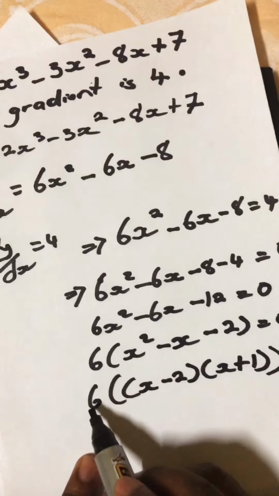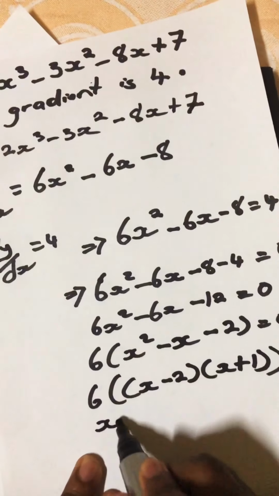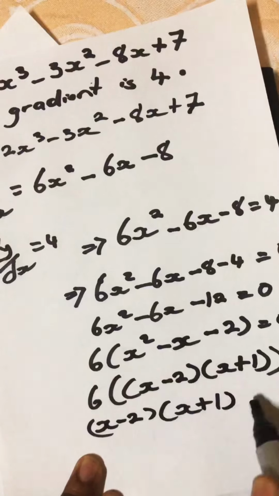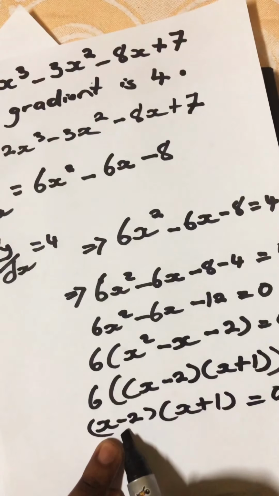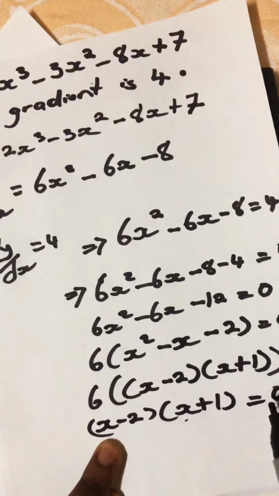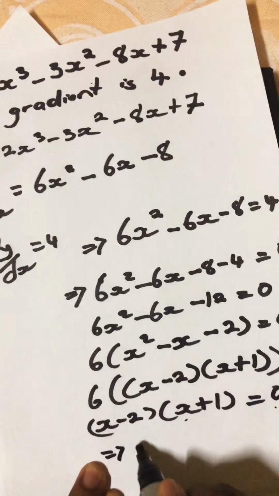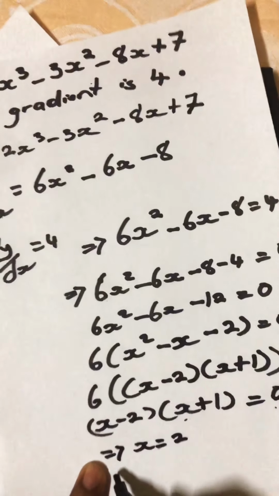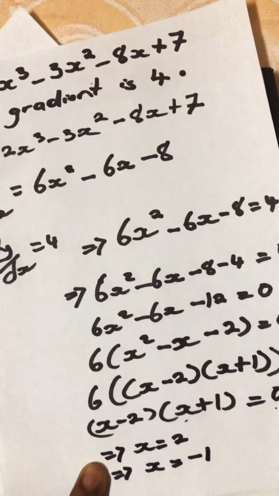Since this is equal to 0, it means we can get rid of this because 6 multiplied by this. So it implies x minus 2, x plus 1 equals 0. So this product gives 0, which means any of these has to be 0. So let's consider this. If x minus 2 equals 0, it implies x equals 2. And if x plus 1 equals 0, it implies x equals negative 1.